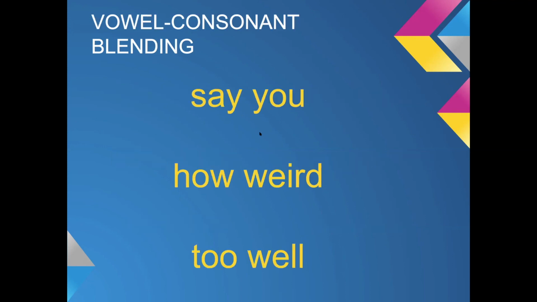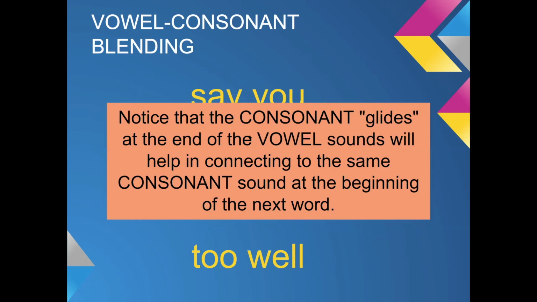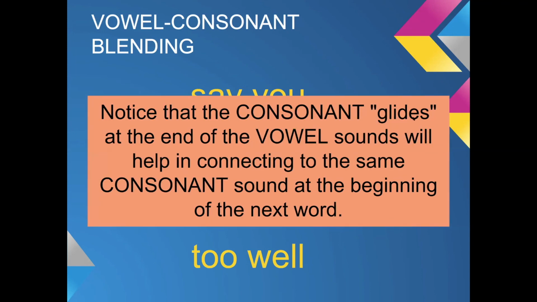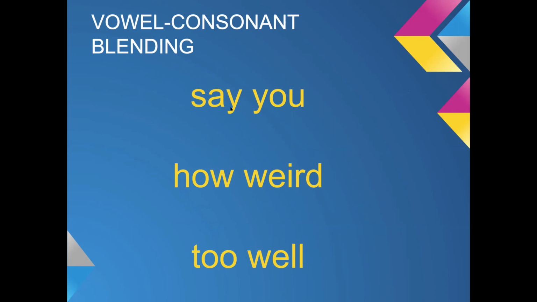Now, finally, we can link vowel sounds together too. So let's say these together. And again, we're going to use those glides that we talked about earlier. So again, a glide is when we use the end of the vowel to connect to the consonant at the beginning, but they all kind of have that vowel consonant blend.